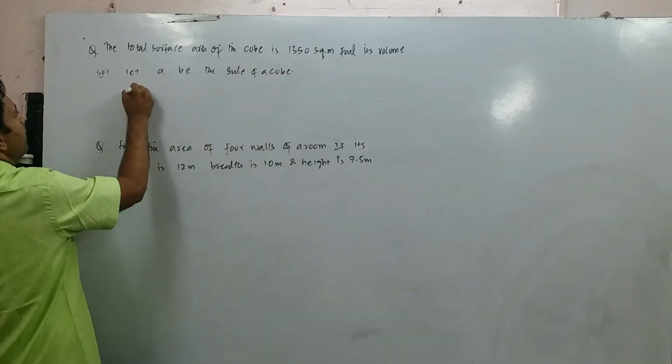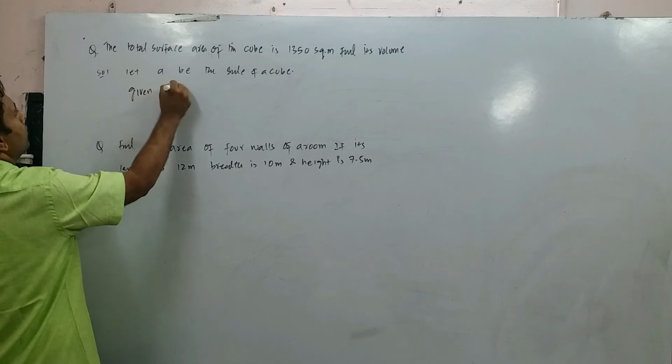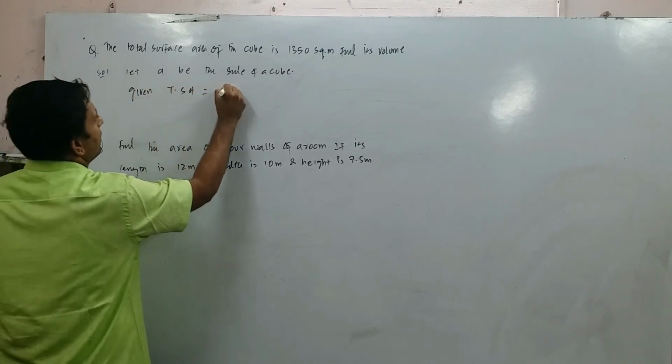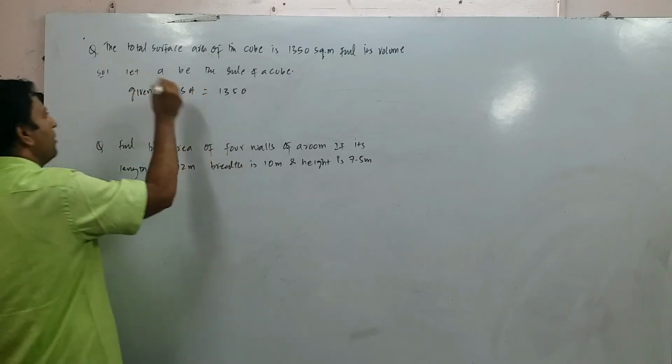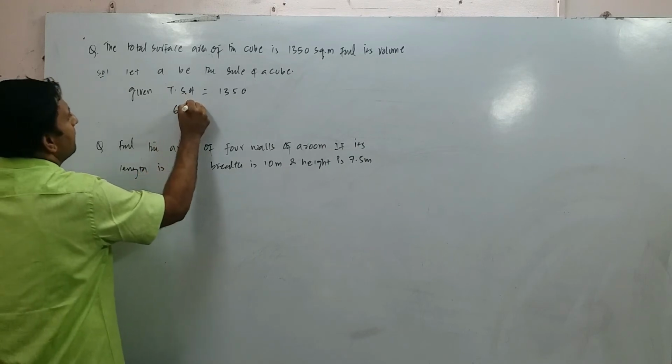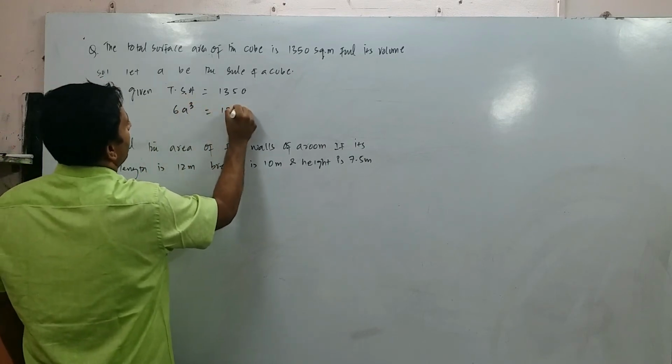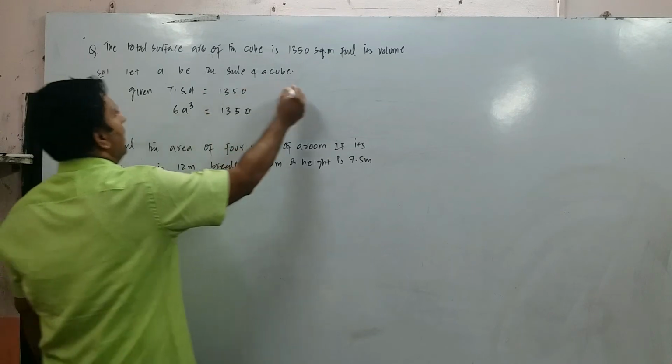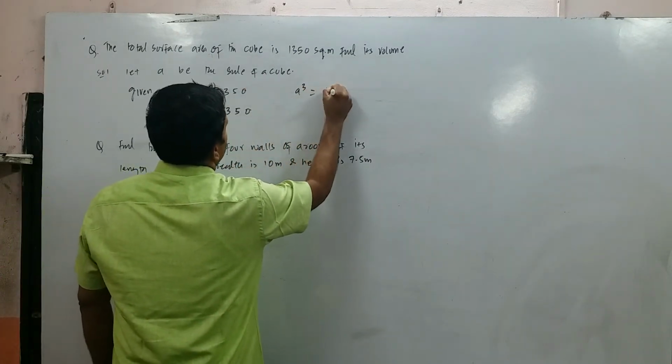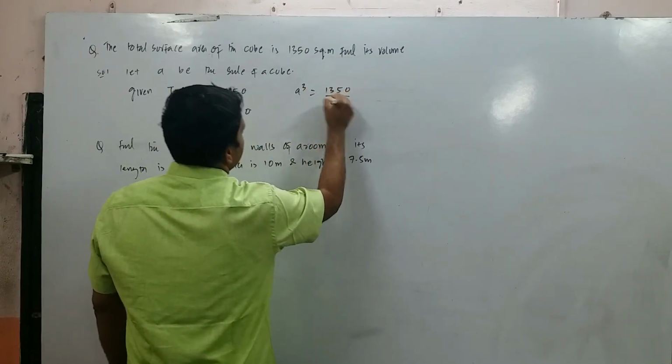Now, what is given to you? Given total surface area is equal to 1350. Now, what is the formula for total surface area? 6a cube is equal to 1350. Now, I will get a cube. What is a cube is equal to 1350 divided by 6.